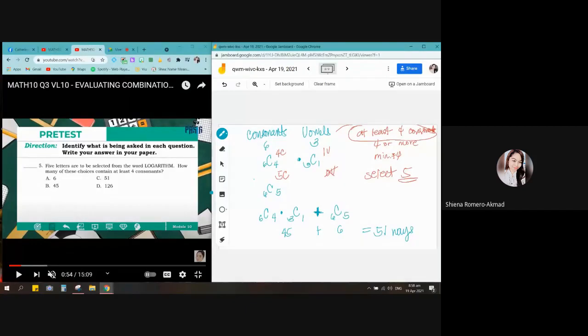Okay. There are 51 ways for us to select 5 letters in the word logarithm, considering the condition that there are at least 4 consonants. Is that clear? You can choose 4 consonants, then only one is left for a vowel. You will choose one from the vowels, and it is also possible that all 5 will be selected from the consonants. Okay? So, the answer here is letter C.